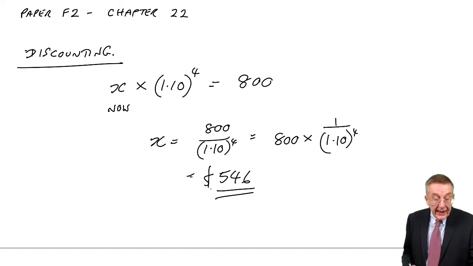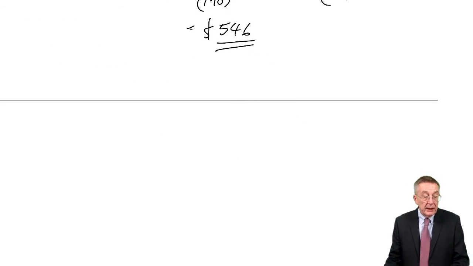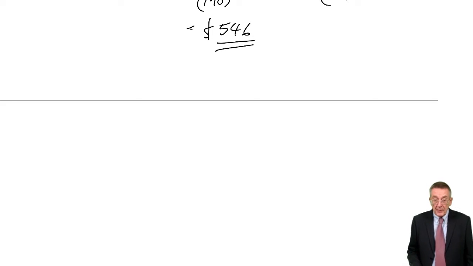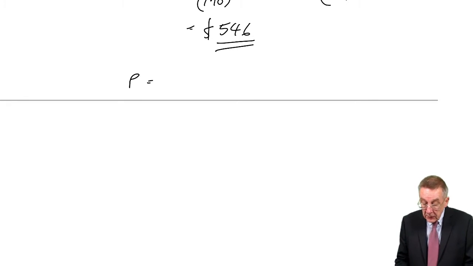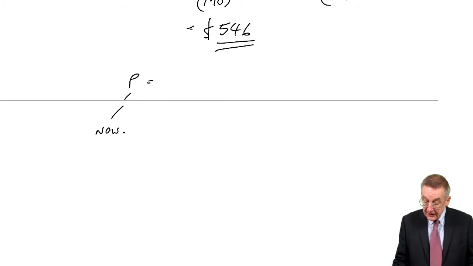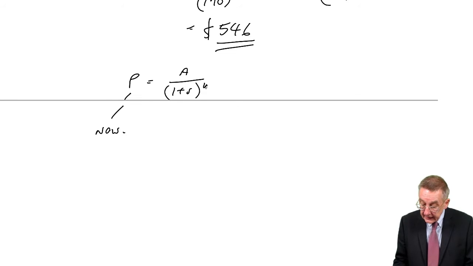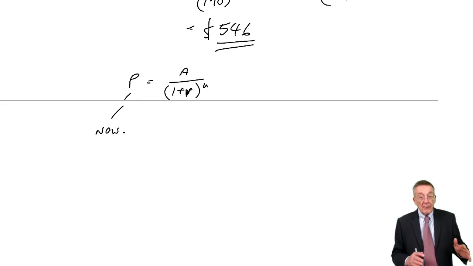Now you can see over the page, there is a formula for that, but if you've understood me so far, I think you really don't need the formula. The principle, the amount now, is equal to the amount at the end, A, divided by 1 plus R to the power n, where R is the rate of interest, n is the number of years.